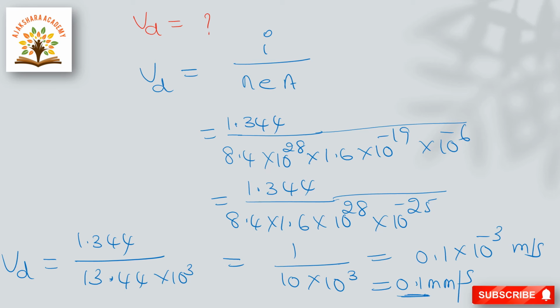So therefore Vd is equal to 0.1 millimeters per second. Okay, next we will go to the next question.